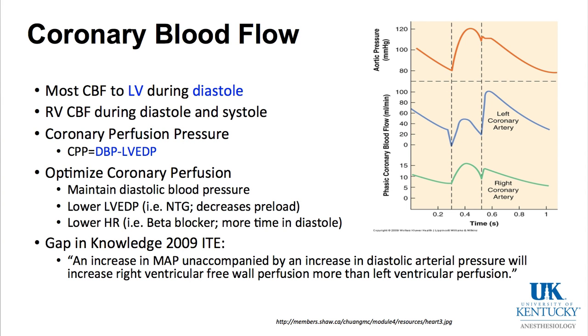Beta blockers are good at doing that, not only reducing contractility and oxygen use by the heart, but also lowering the heart rate and giving more time in diastole, so that the left coronary artery, which is perfused during diastole, and the myocardium get more blood. A gap in knowledge in 2009 on the in-training exam is shown here. This was published by the ABA. An increase in mean arterial pressure unaccompanied by an increase in diastolic arterial pressure, so systole goes up, diastole doesn't change, would increase right ventricular free wall perfusion more than left ventricular perfusion.